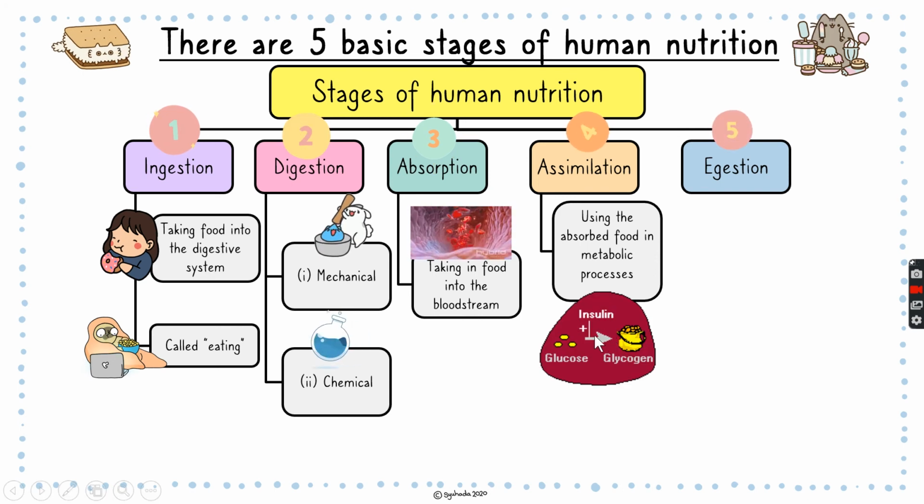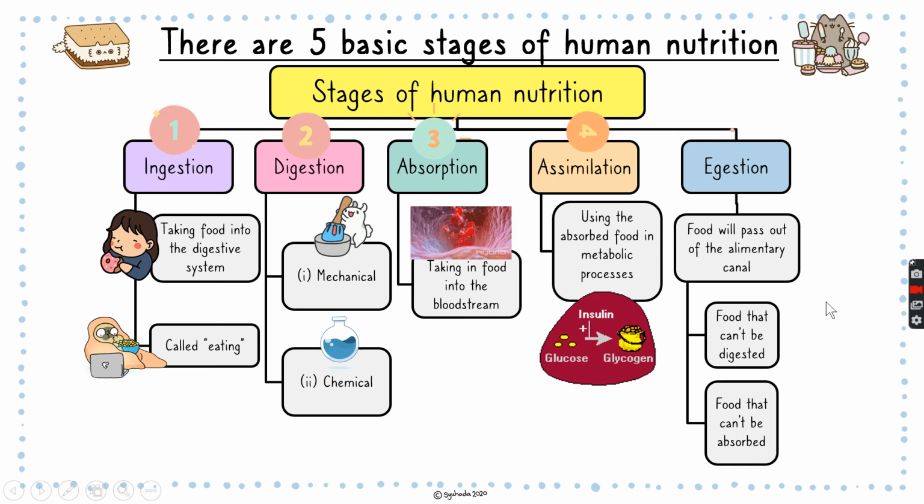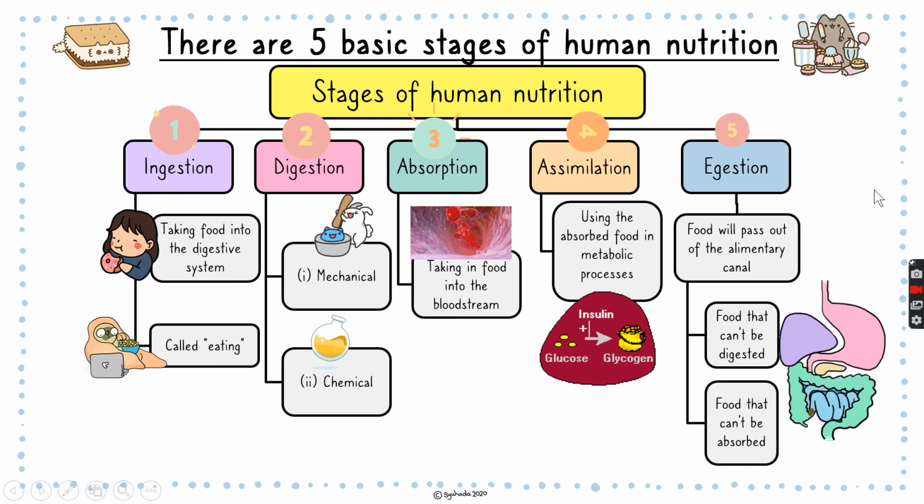Number 4 is assimilation, which is to use the absorbed food in metabolic processes. For example, insulin, a hormone, can change glucose, so small glucose molecules, into glycogen, which is stored inside your muscles and also in the liver. And the last part is egestion. If you look at the first letter here, it is the letter E, and E here refers to exit. So food that cannot be digested will pass out of the alimentary canal, and these are the food that cannot be absorbed into the body either.